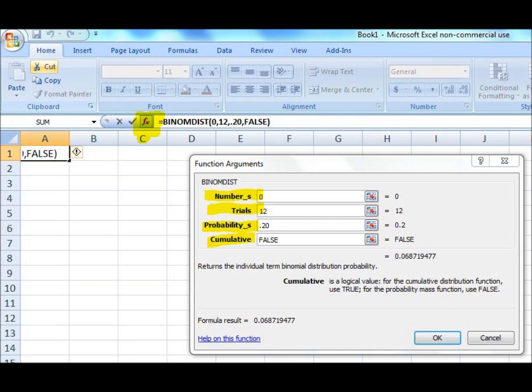Do that with 2, and then do it with 0, 1, and 2, and add those 3 numbers together, and then do it for 2 through 12 and add those numbers together, and they should reconcile with what you have in the slides.